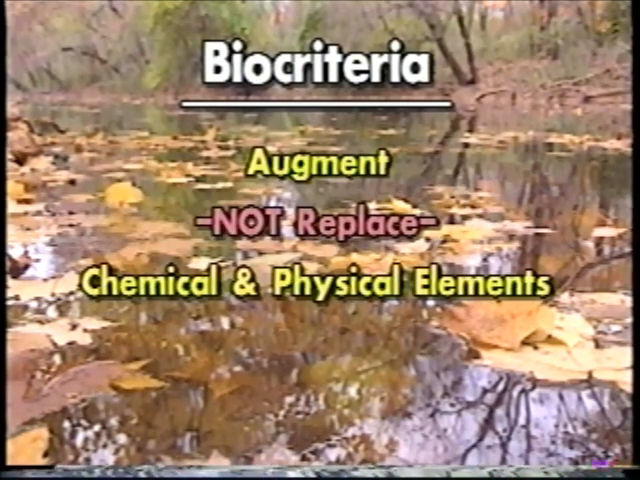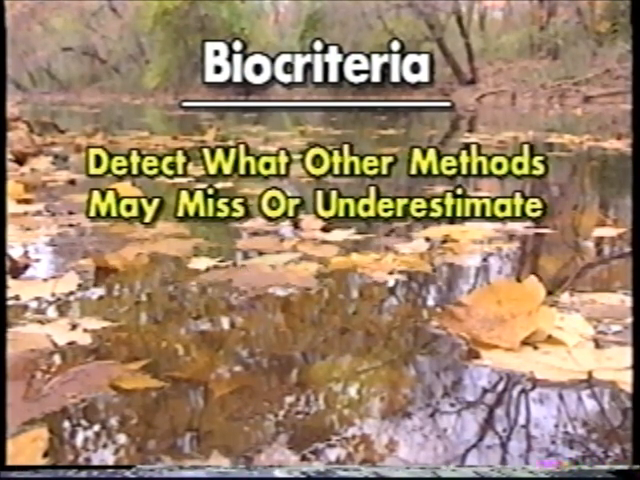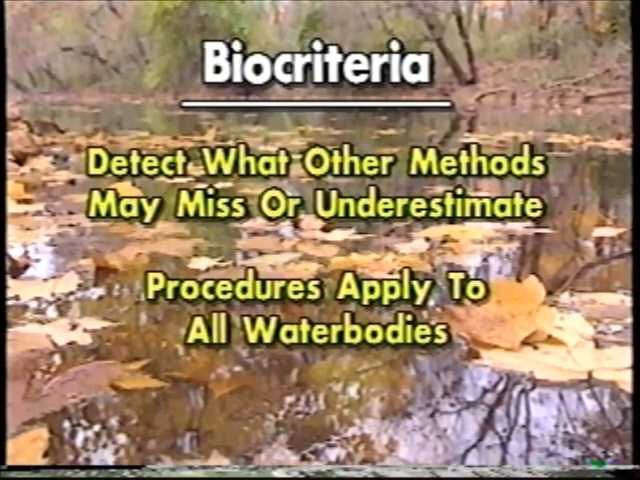Biocriteria augment but do not replace the chemical and physical elements of water quality programs. A primary strength of biological criteria is that they detect water quality problems that other methods may miss or underestimate. Procedures for developing biological criteria apply to all water bodies, including rivers, streams, lakes, wetlands, estuaries, and coastal waters. Biocriteria are expressed in terms of narrative statements or as numeric values that describe the biological condition of aquatic communities that live in waters of a given use category.